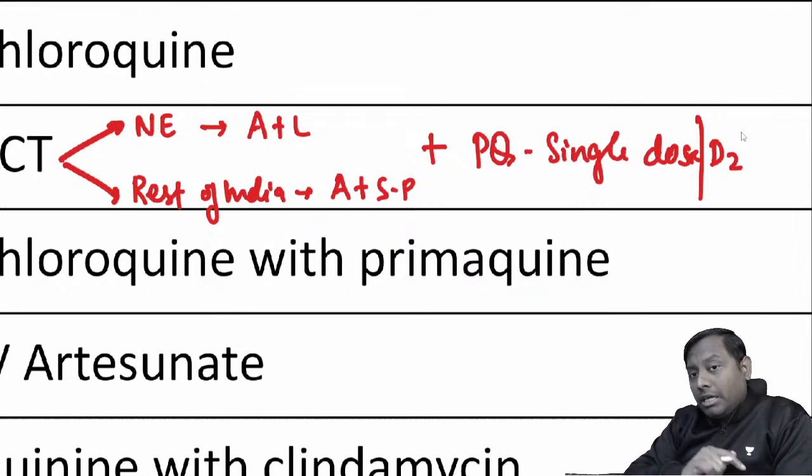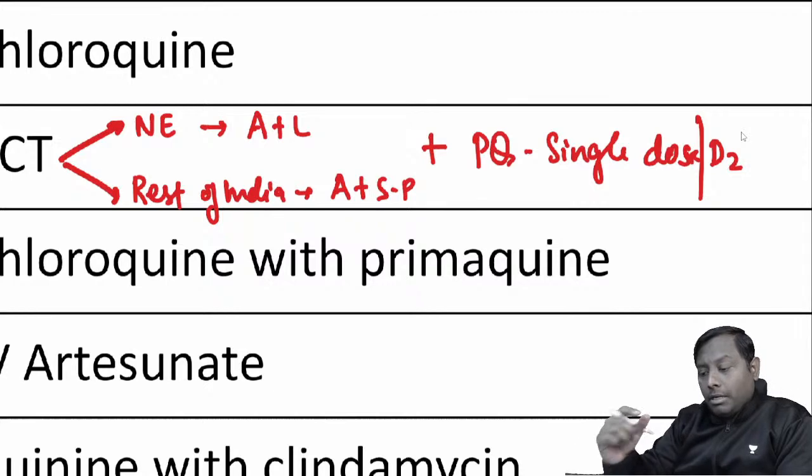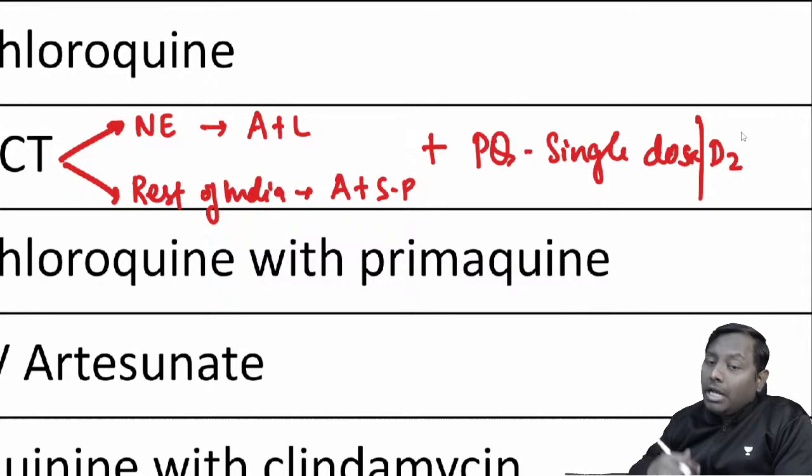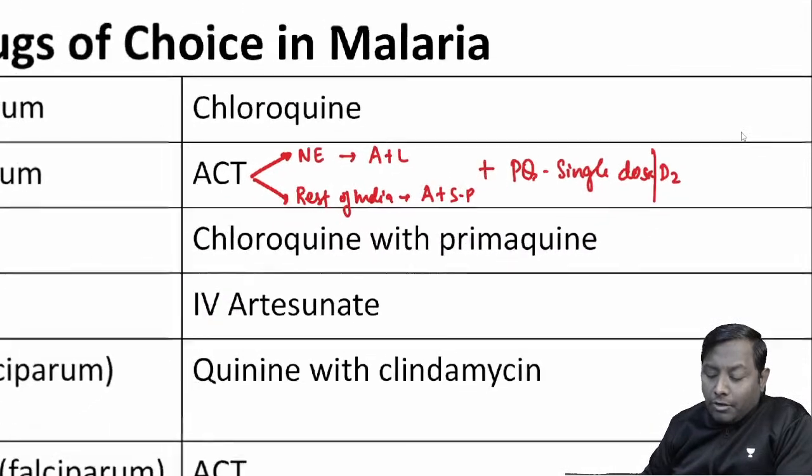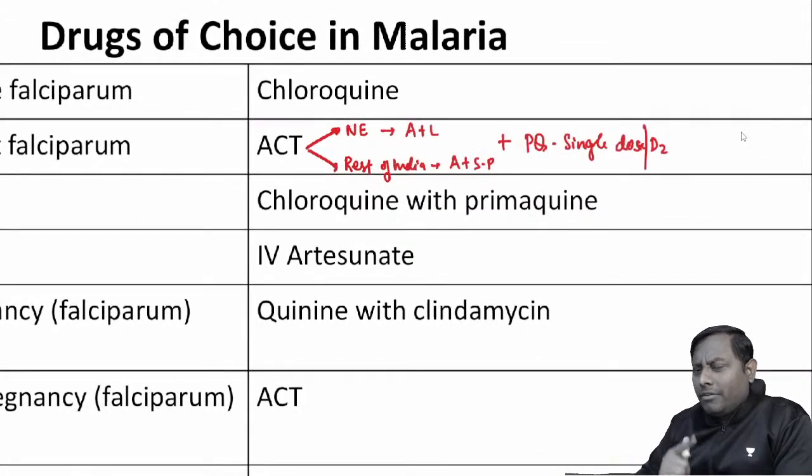So the examiner can give you a peripheral blood smear as well, and from there you have to choose the drug. There is a very high chance that in the upcoming examination there will be a peripheral blood smear, because integrated with pathology it is one of the very simple and definitely asked topics.